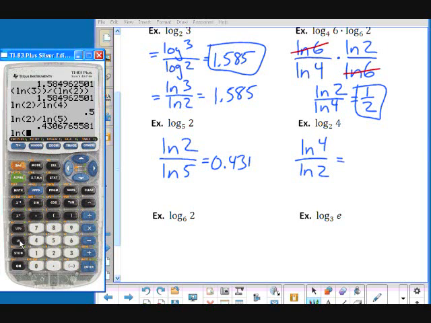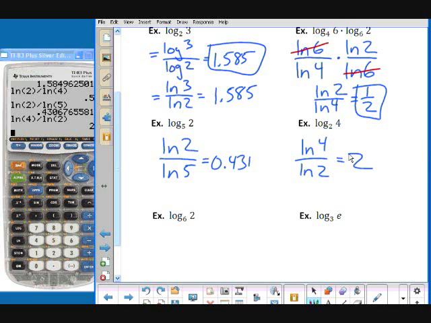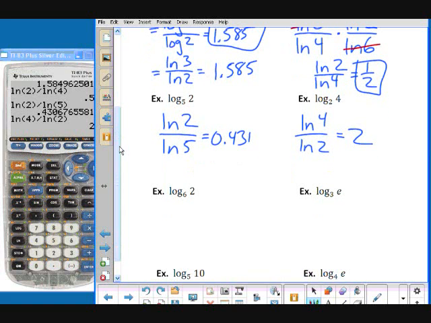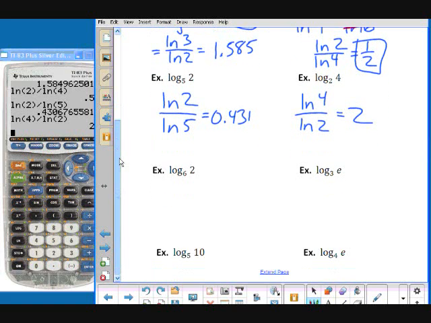The next one, again, natural log of 4 divided by the natural log of 2. That's going to equal 2. And again, the fact that the numbers divided, it didn't work over here with the 2 over 5, so keep that in mind. It's just the nature of 4 and 2 at work. This one, natural log of 2 over the natural log of 6.